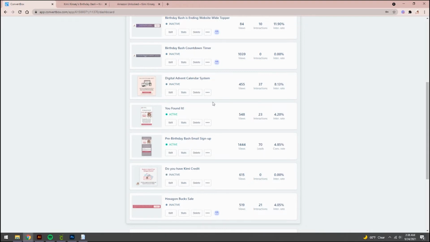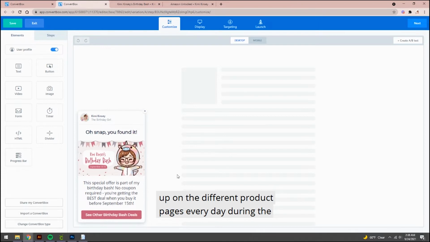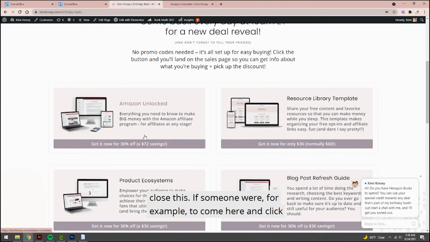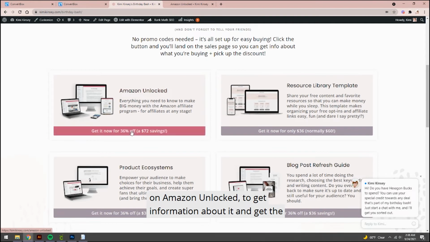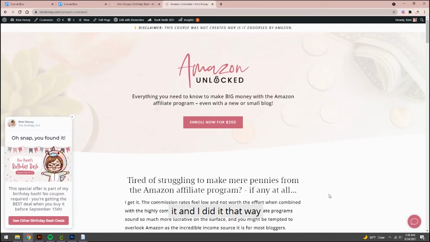Now, this is one of my favorite ones that we're going to talk about, and this is called the You Found It. I really like bottom left-hand pop-ups. This one is what shows up on the different product pages every day during the birthday bash. So if someone were, for example, to come here and click on Amazon Unlocked to get information about it and get the deal, they would land on this page. This is its normal sales page so they could actually get information before they purchased it.